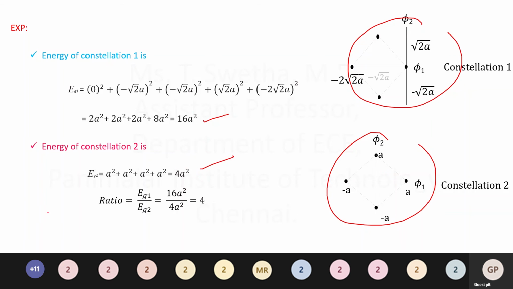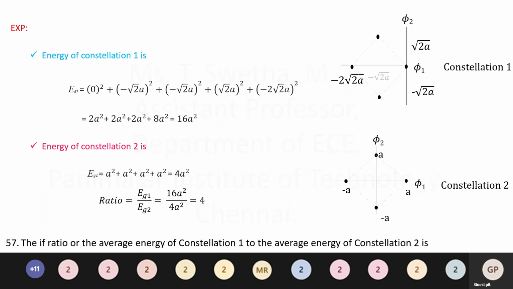So in first option they have asked you to divide energy of constellation 1 and energy of constellation 2. So 16a square by 4a square, which will give you 4. So the answer for this is option B, the correct answer. Okay, so now we'll see the last problem related to it.